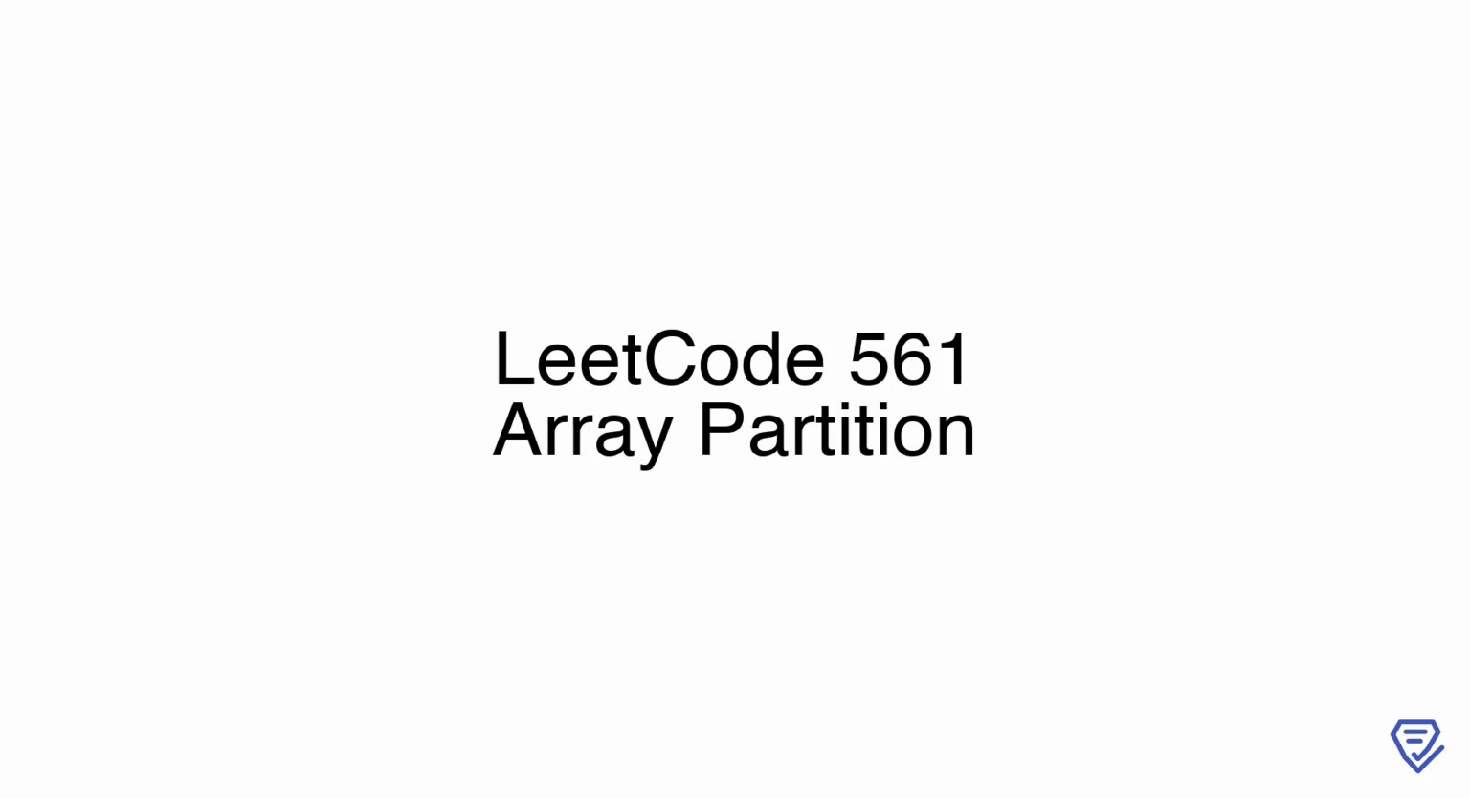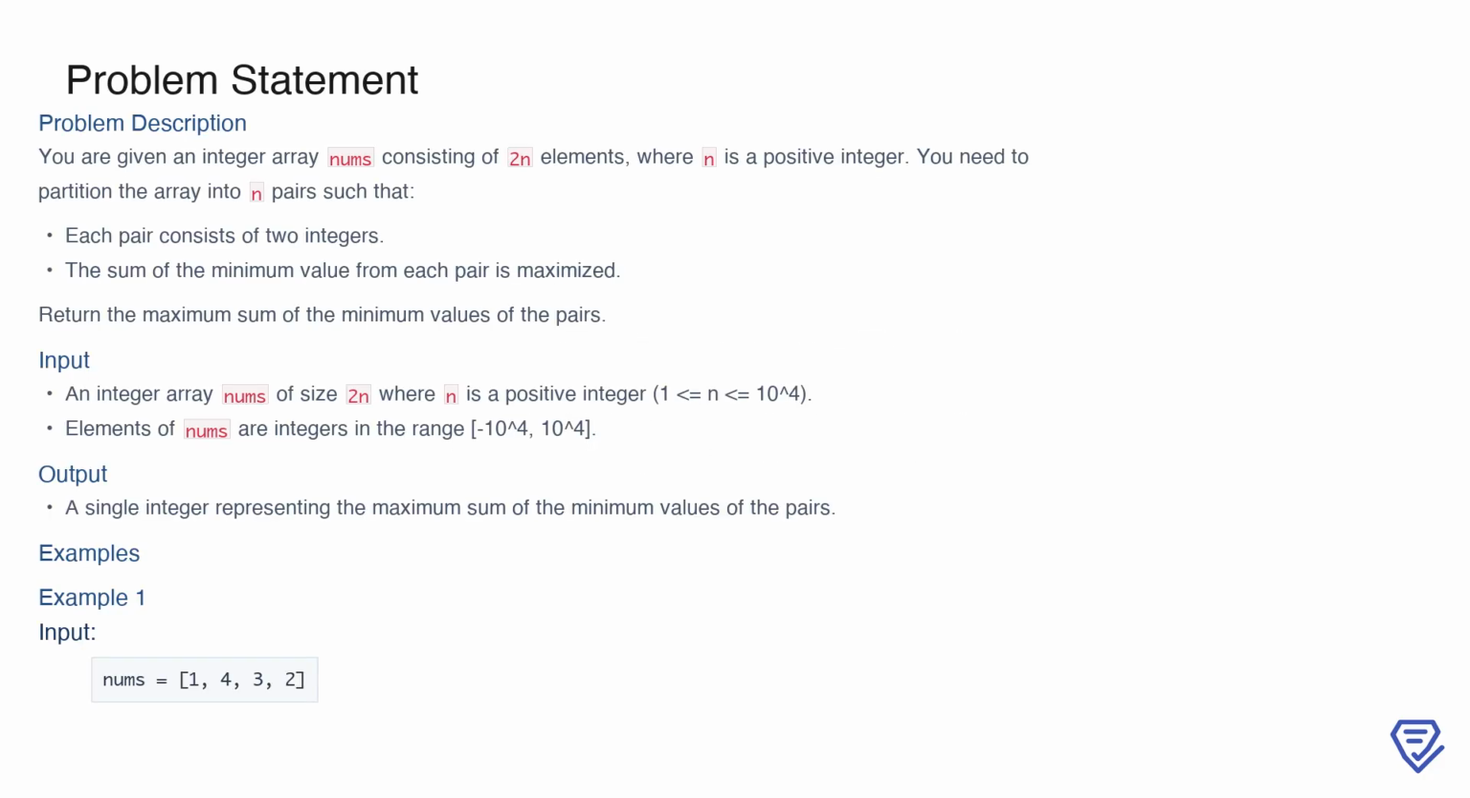Let's dive in. In this problem, you are given an integer array called nums that contains 2n elements, where n is a positive integer. The task is to partition this array into n pairs, with each pair containing 2 integers. The goal is to maximize the sum of the smaller numbers from each pair. Essentially, for every pair you form, you take the minimum value, and the sum of these minimum values across all pairs needs to be as large as possible.